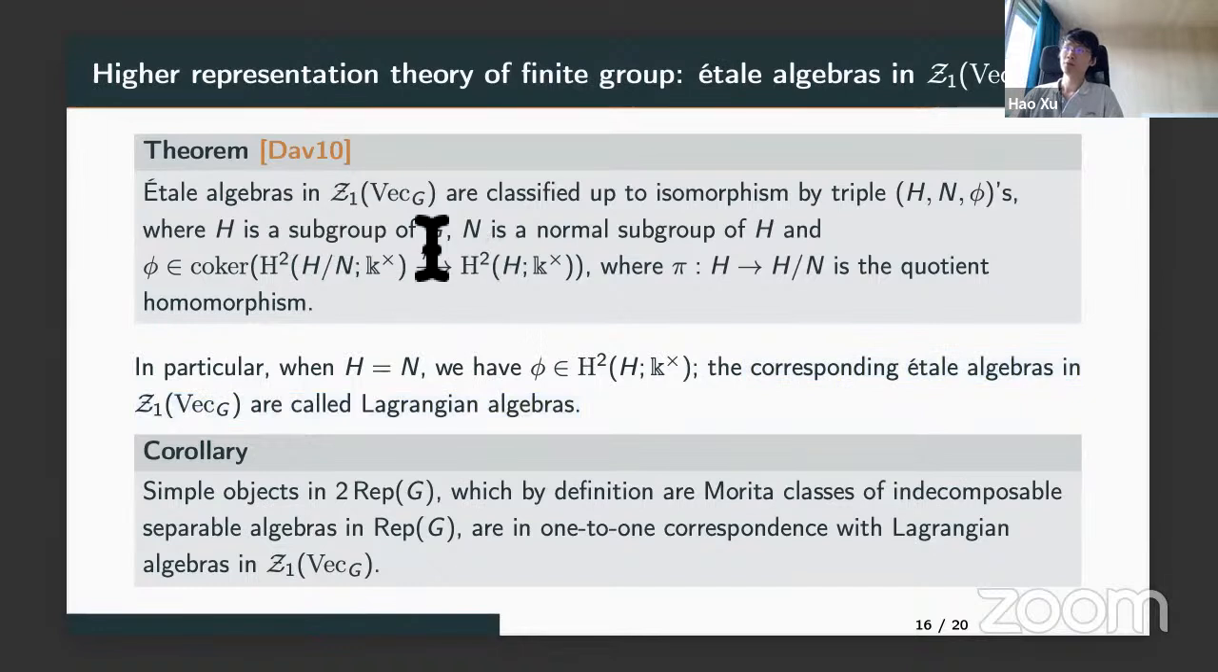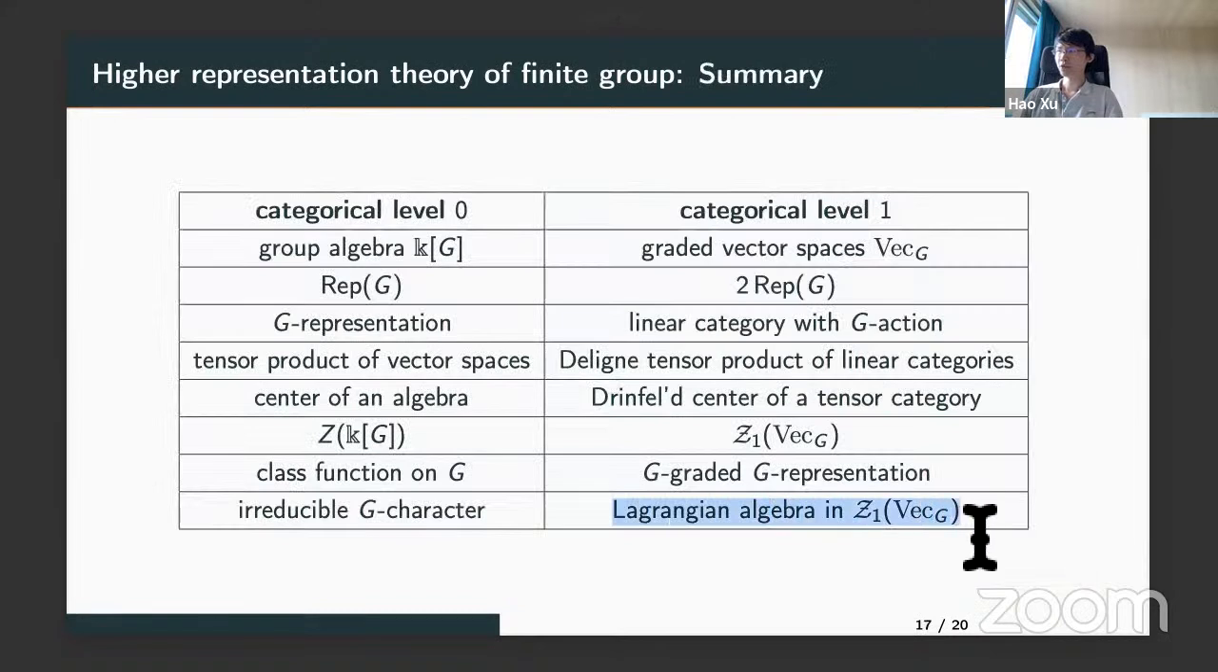So comparing this result with the result of Ostrik, we see that simple objects in 2RepG, which by definition are Morita classes of indecomposable separable algebras in RepG, are in one-to-one correspondence with the Lagrangian algebras in the center of VEC_G. So it justifies the slogan that Lagrangian algebras are a kind of categorification of irreducible G characters. Okay, I think my time is up, so thanks for listening.